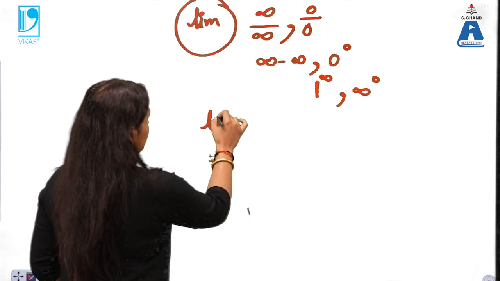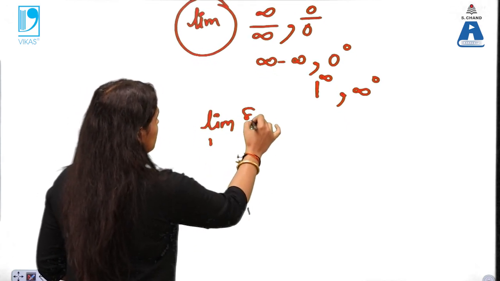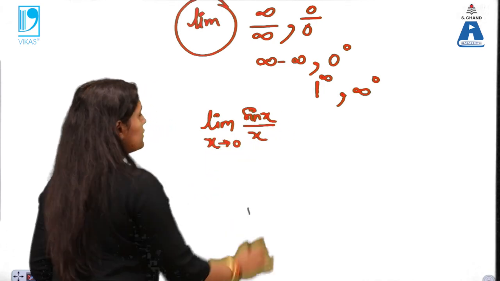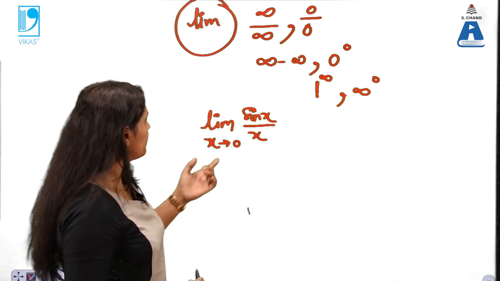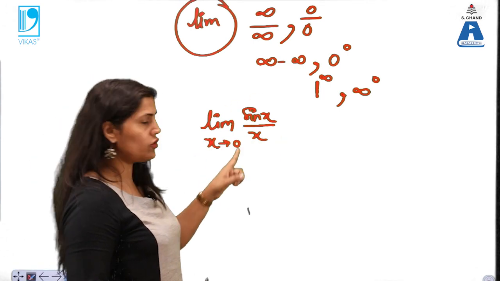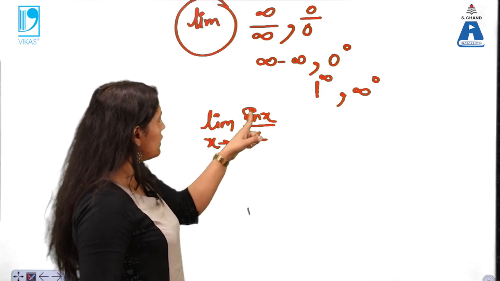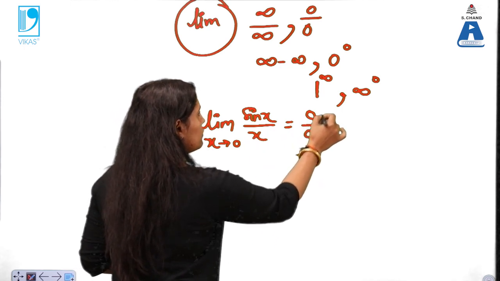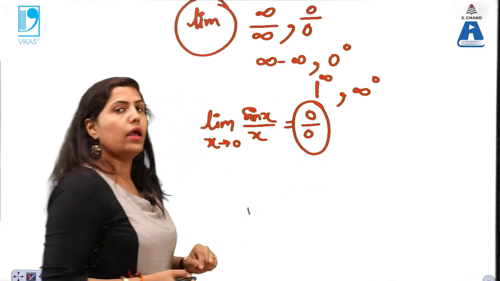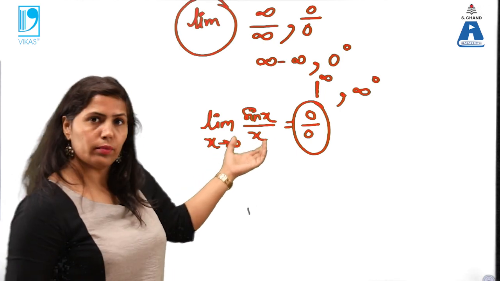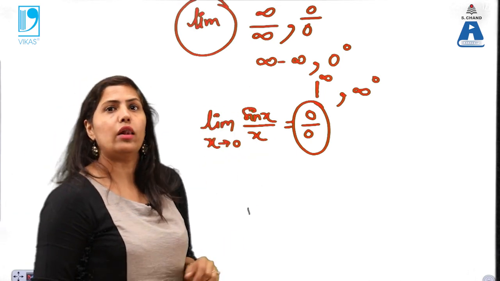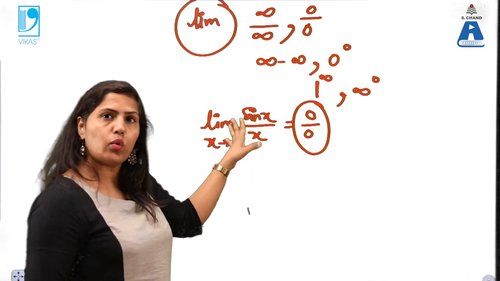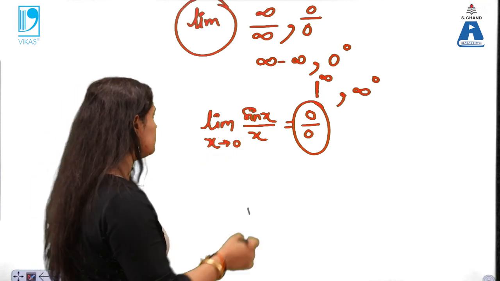A very basic example: suppose I want to know the limit of the function sin x by x. Check the limit: when you are approaching x tending to 0, sin 0 is 0 and x is 0. So this is a 0 by 0 form, and if you don't know the concept of L'Hopital, you cannot calculate it. So let's understand how we calculate such limits, such indeterminate forms of limits.